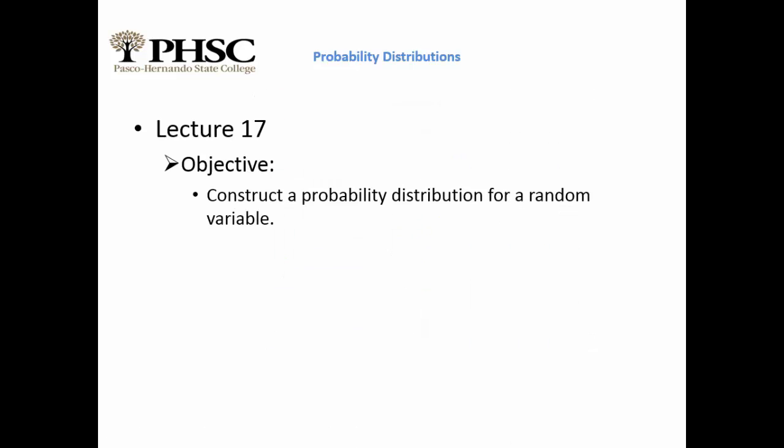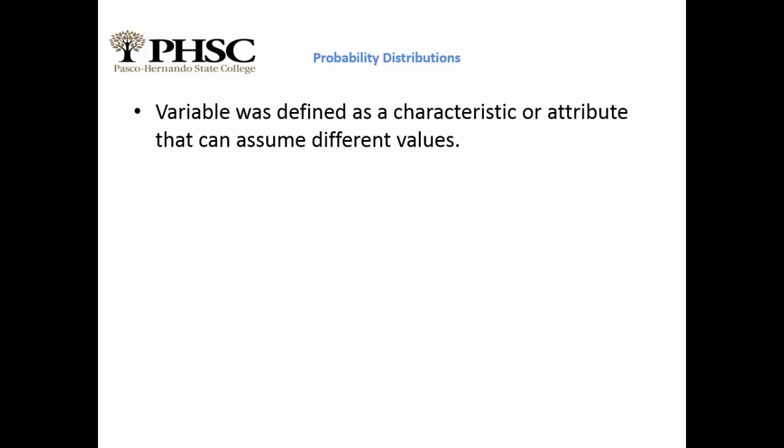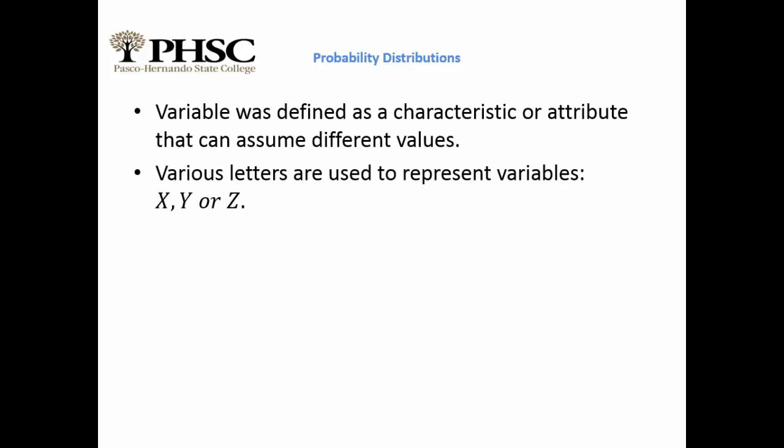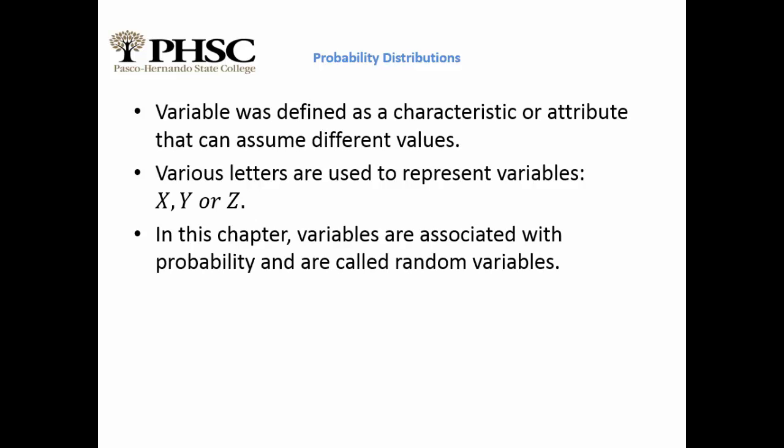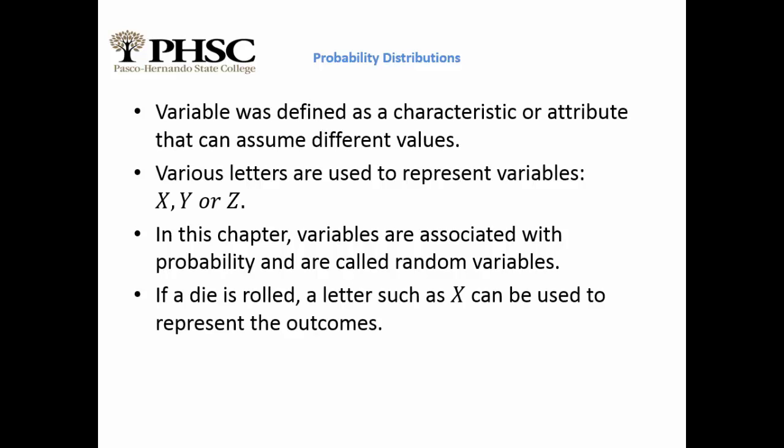So what we're going to do is learn how to construct a probability distribution for a random variable. Just a quick review: a variable was defined as a characteristic or an attribute that can assume different values. We use capital letters X, Y, and Z to represent the variables. In this lecture, we're going to talk about variables that are associated with probability, and these are what we call random variables.